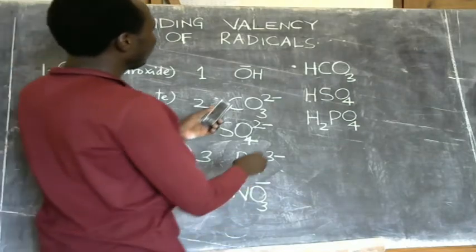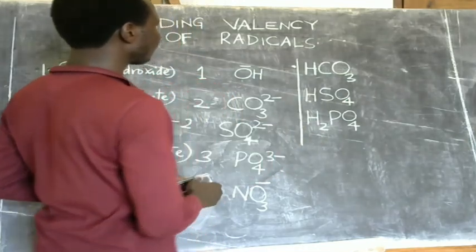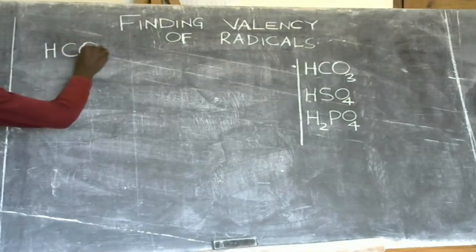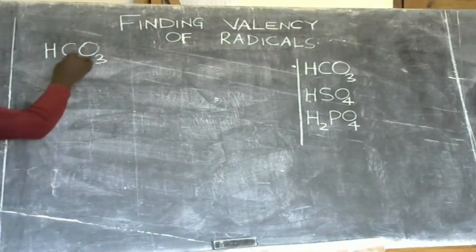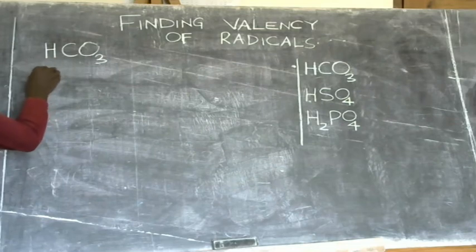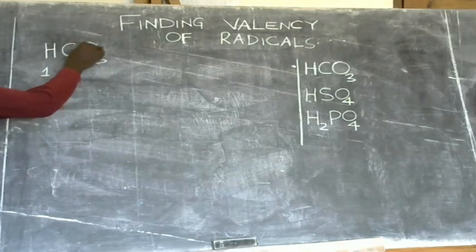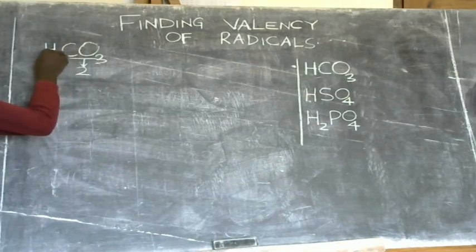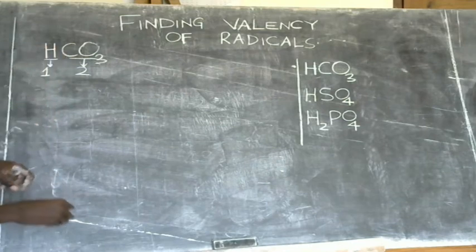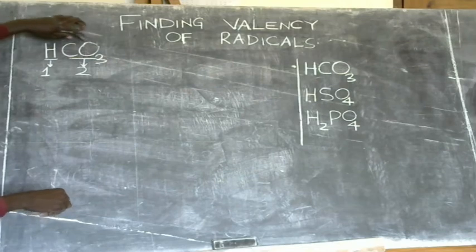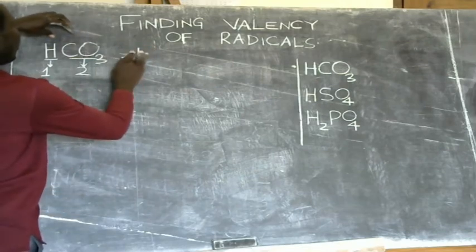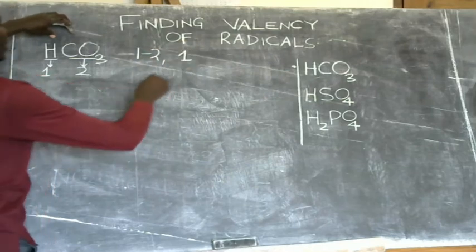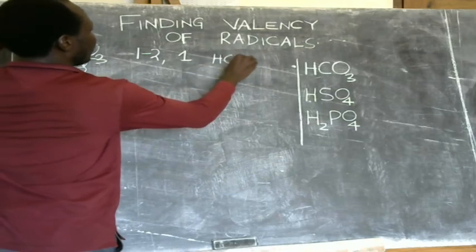Let's look at the radicals of this category. Hydrogen carbonate. What is the valency of hydrogen carbonate? Already, hydrogen has a valency of 1, and the carbonate has a valency of 2. So what is going to be the valency of the hydrogen carbonate radical? It will be 1 minus 2, giving it a valency of 1. And therefore, this is the formula of the ion.